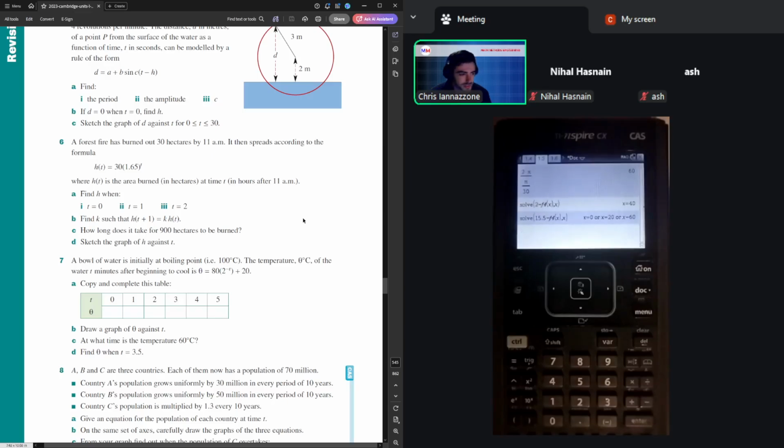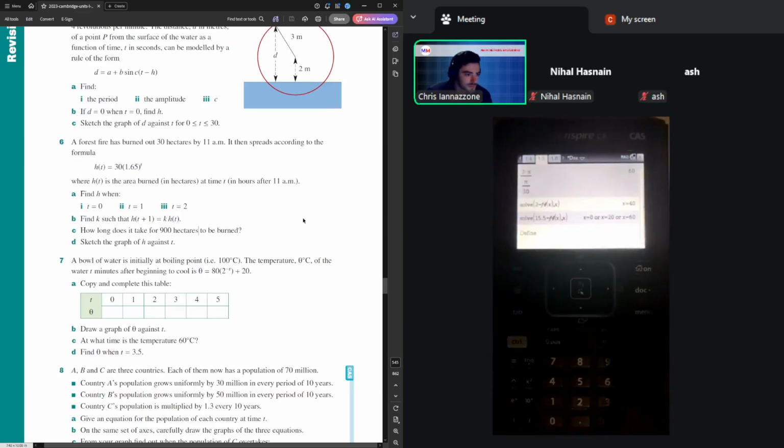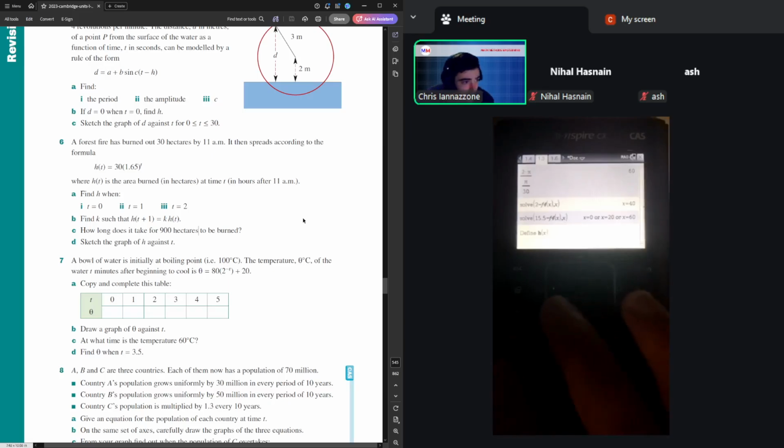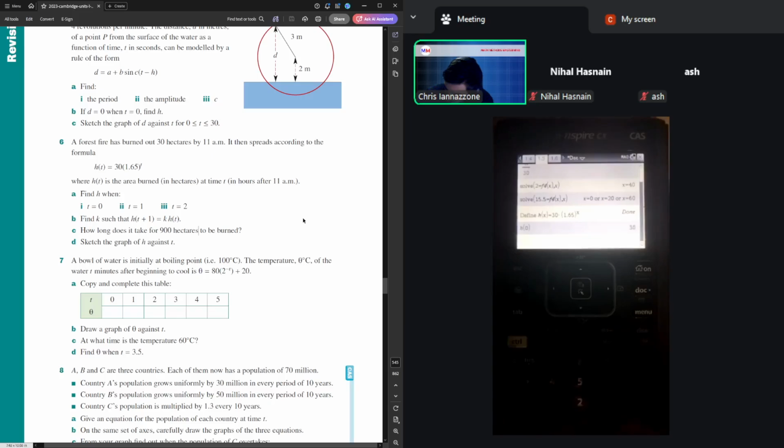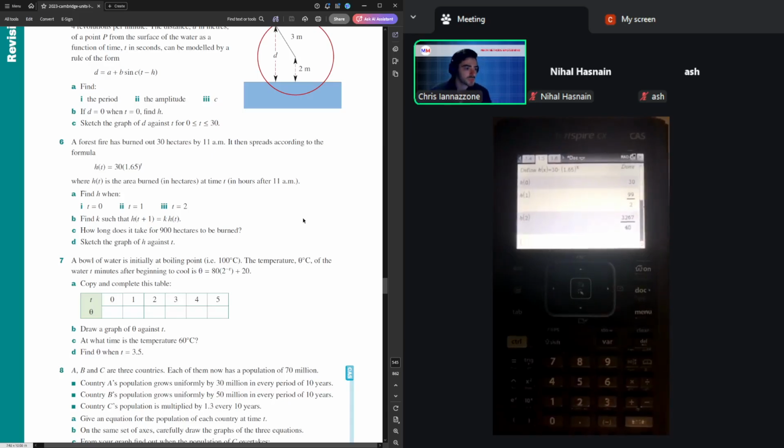Again, these are very standard questions. You define the function in your CAS, and if it says find h, that means find the y value, and if it says find h when t equals 0, it means shove in t equals 0. So let's first go ahead and define the function. 30 times bracket 1.65 power of x, and then precisely h of 0, h of 1, h of 2. And those become your answers.